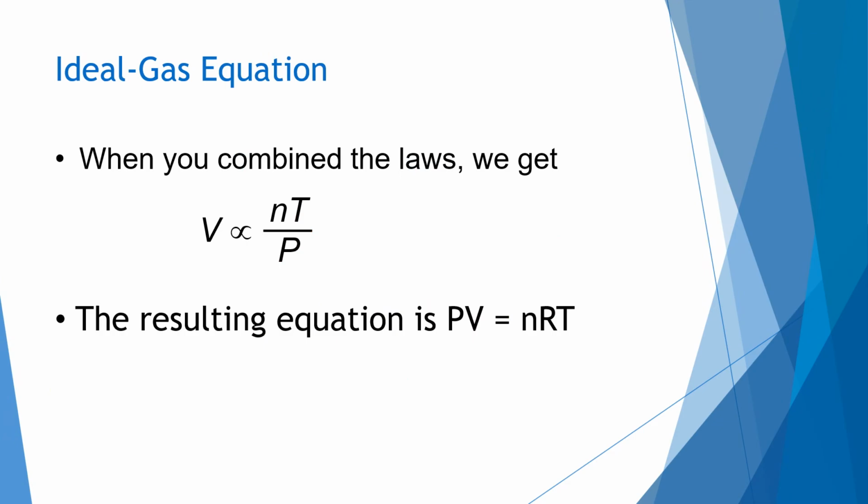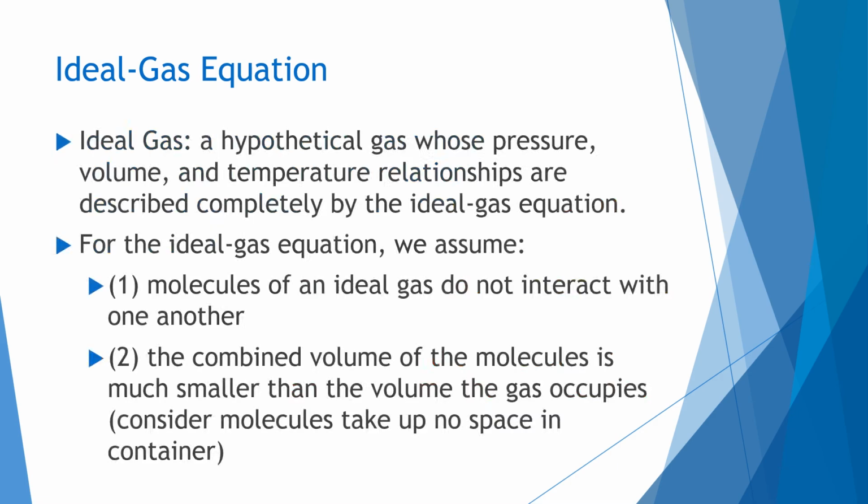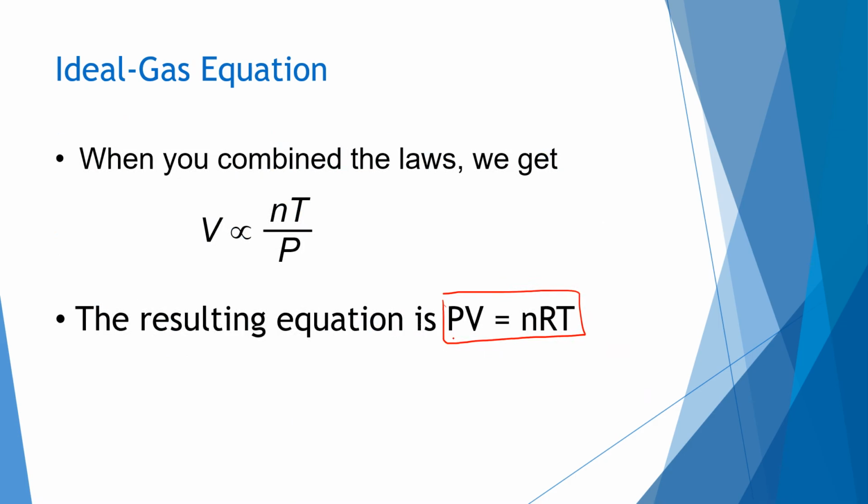The other thing that we're going to look at is something called the ideal gas law. When we combine all of the laws, we get that volume is proportional to moles times temperature divided by P. That doesn't really mean a lot, but what we do need to understand is it results in an equation called P times V equals N times R times T. A couple things to note about this equation: P stands for pressure, V stands for our volume, N is our moles, R, we're going to learn that it's a constant coming up on a different slide, and then T is our temp.